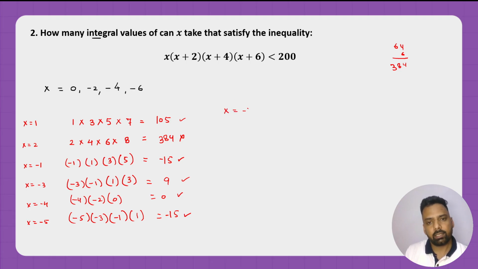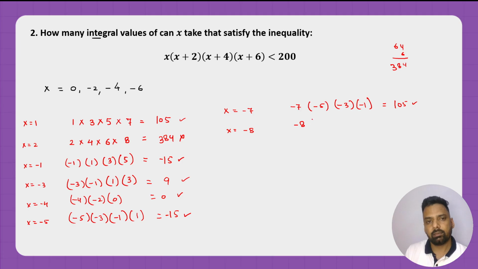Let's say if I put x as minus 7. Minus 7 plus 2 will be minus 5. Minus 7 plus 4 will be minus 3 and minus 1. Let's see, it is 7 times 5 times 3, it is 105, so still acceptable. Let's put x as minus 8.